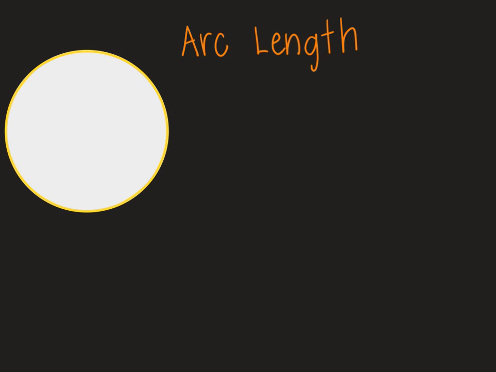Now we're going to move on to arc length. Okay, so the formula for arc length, first off, what we have to do is find the circumference of your circle. So for arc length is the circumference, so I need 2 pi r, and I'm multiplying it by the measure of the arc divided by 360 degrees.